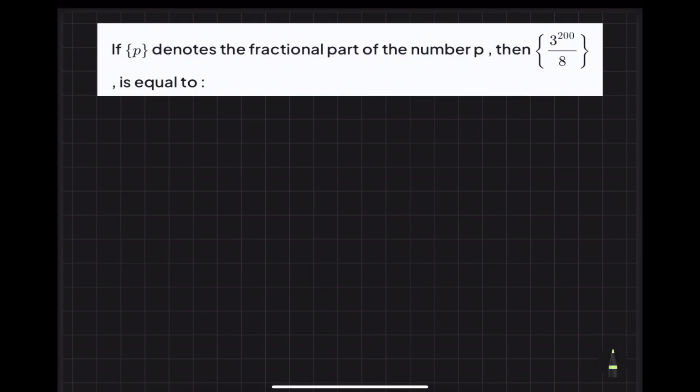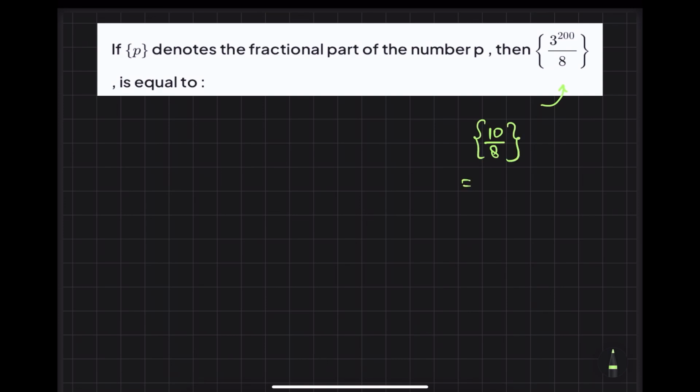So we got this situation. Let {p} denote the fractional part of p, okay? Then look at this. This is also talking about remainder. Suppose you will divide something by something. Like suppose you wish to divide 10 by 8 and you wish to get the fractional part.